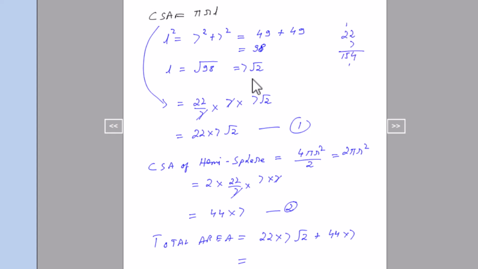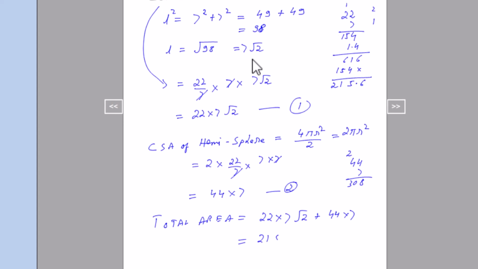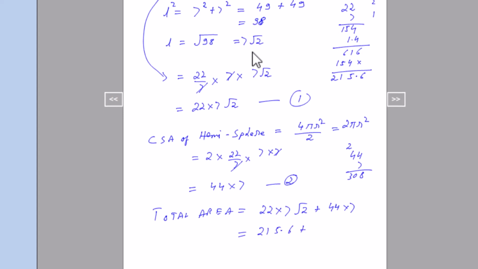Square root of 2 is 1.4. So let me just take it as 1.4. That comes to 215.6, and similarly 44 into 7 is 308. So once we add them up, 215.6 plus 308, what would that come to? 523.6. All right, so that's how we calculate the surface area of this particular toy.